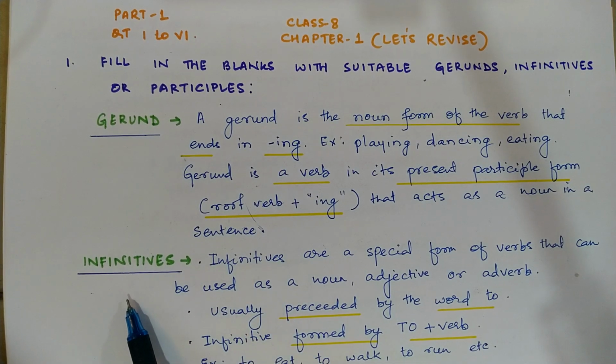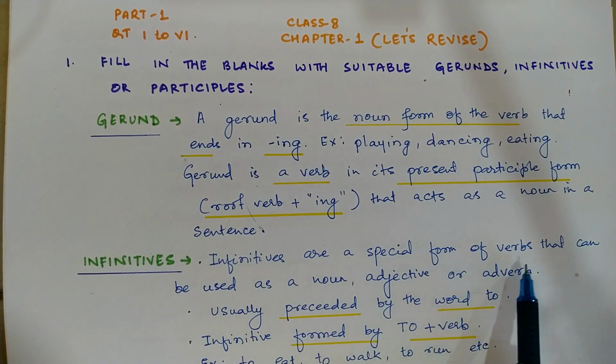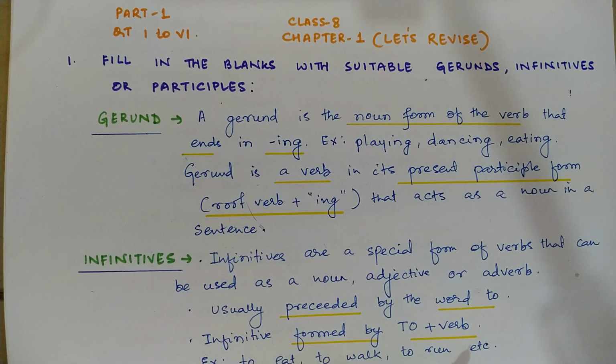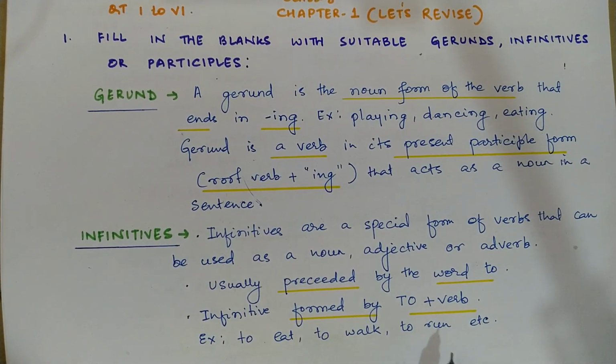Next, what are infinitives? Infinitives are a special form of verbs that can be used as a noun, adjective or adverb. It is usually preceded. Preceded means before the word we put by the word to. Infinitive is formed by to plus the verb. Example, to eat, to walk, to run, etc.